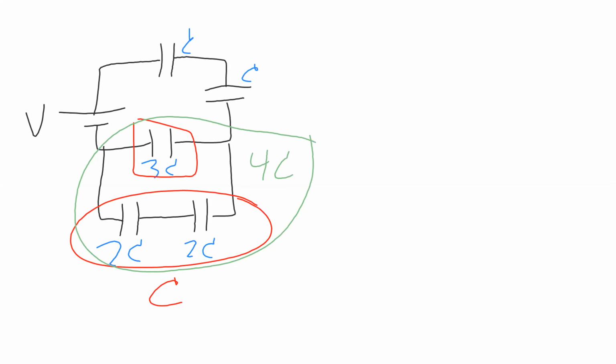And then the last thing is I'd like to sum up the last capacitors. You'll notice that these are all in series now, so again, we have to do the inverse. 1 over C plus 1 over C plus 1 over 4C, which is 4 over 4C, 8 over 4C, 9 over 4C, so 4C over 9.